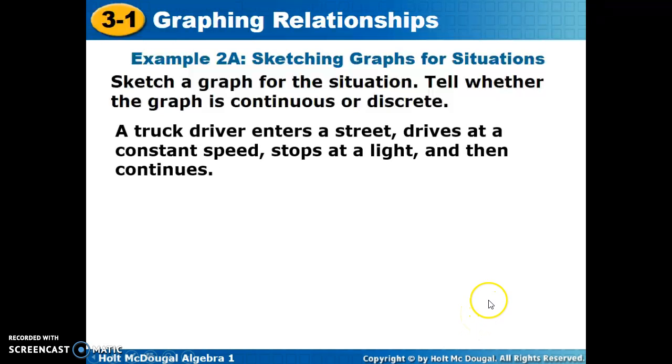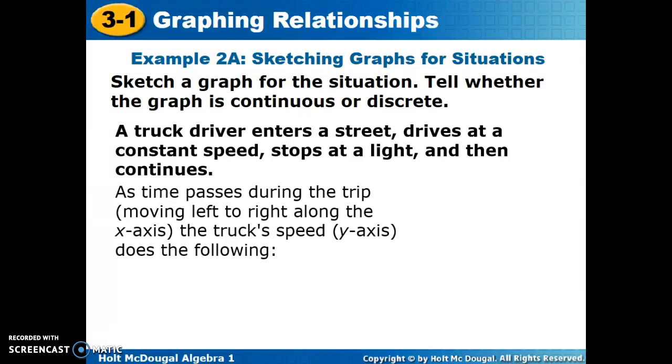Now let's talk about whether this is continuous or discrete, meaning connected or not connected. A truck driver enters a street, drives at a constant speed, stops at a light, and then continues. As time passes during the trip, moving left to right along the x-axis, the truck's speed is on the y-axis, and it's doing the following.